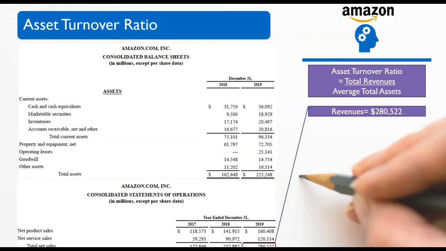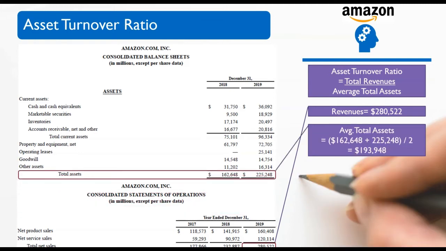For Amazon, we find that the revenues was $280.5 billion, and the average total assets was $193.9 billion. And that's calculated as taking the total assets for 2018 and 2019 and dividing that by 2. And once you take those amounts, we come up with an asset turnover ratio of 1.45.